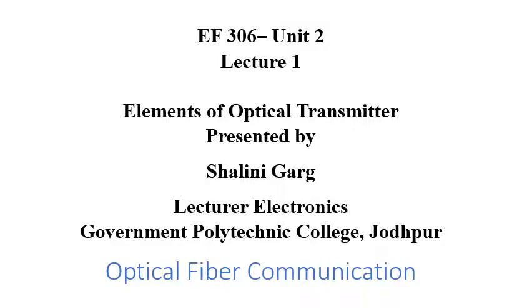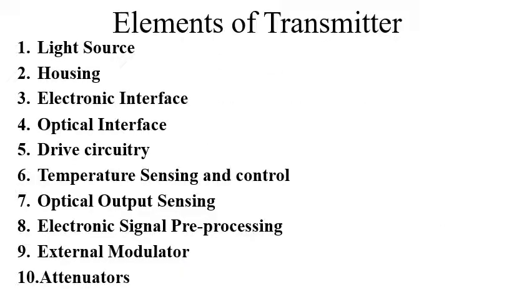आज हम ट्रांसमीटर के एलिमेंट्स डिस्कस करेंगे। These are the various parts elements of the transmitter: light source, housing, electronic interface, optical interface, drive circuitry, temperature sensing and control, optical output sensing, electronic signal pre-processing, external modulator and attenuators.